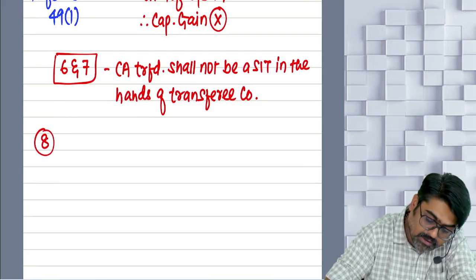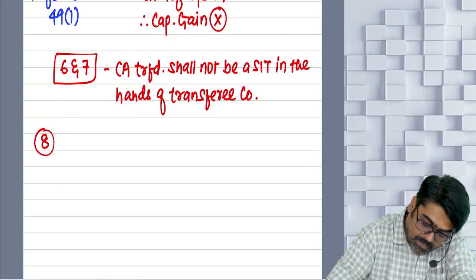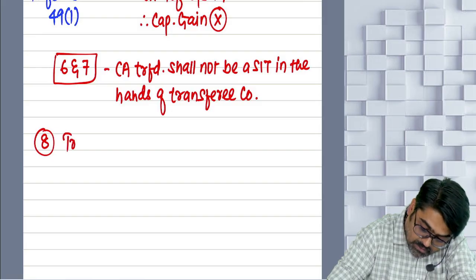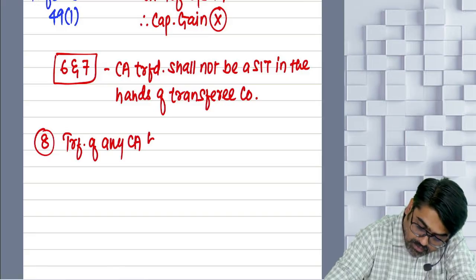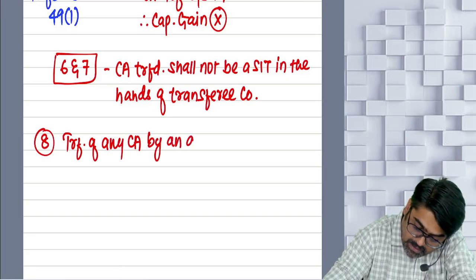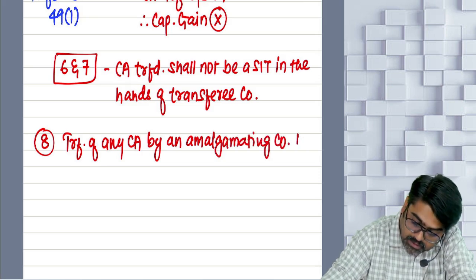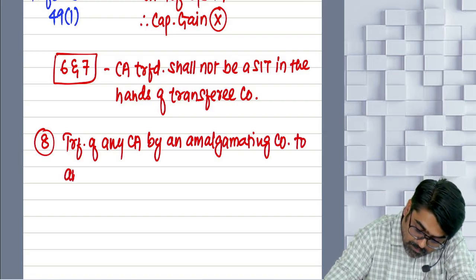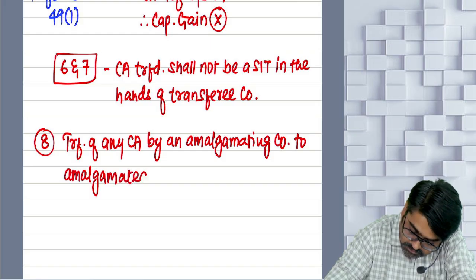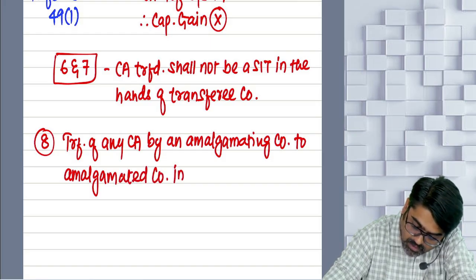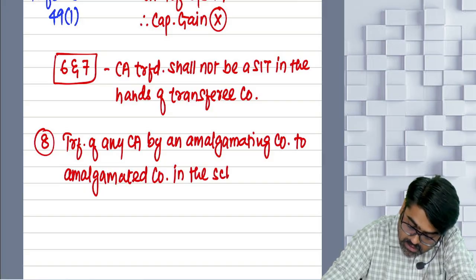Guys and girls, if there is an amalgamating company, so transfer of any capital asset by an amalgamating company to an amalgamated company in the scheme of what?